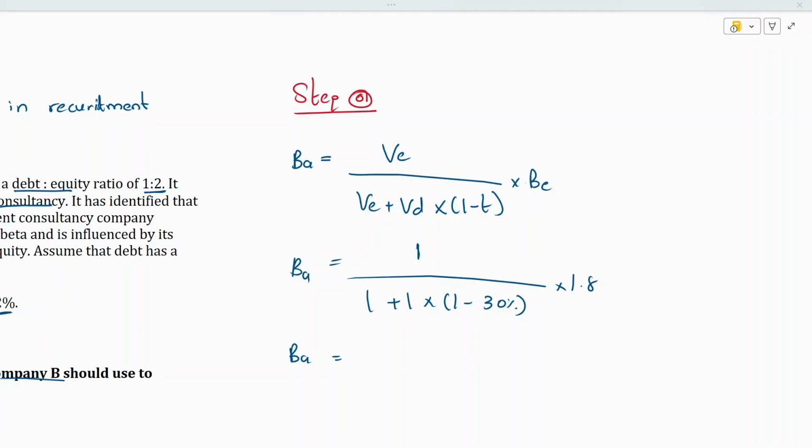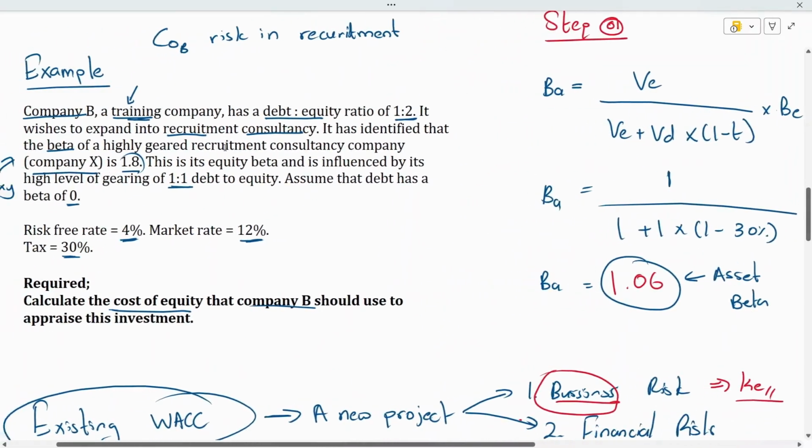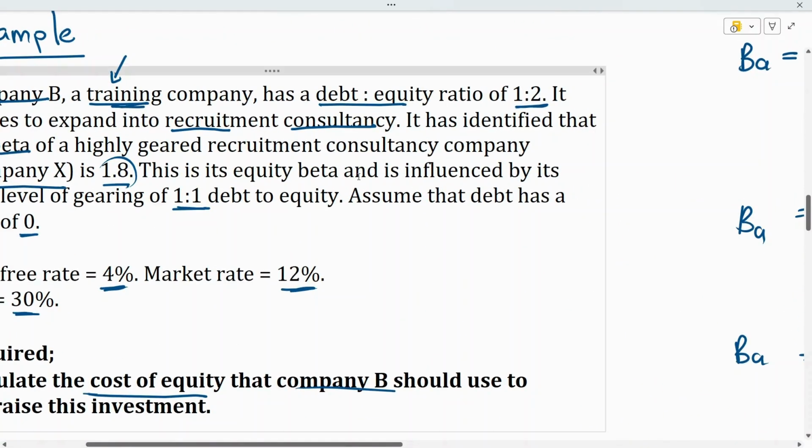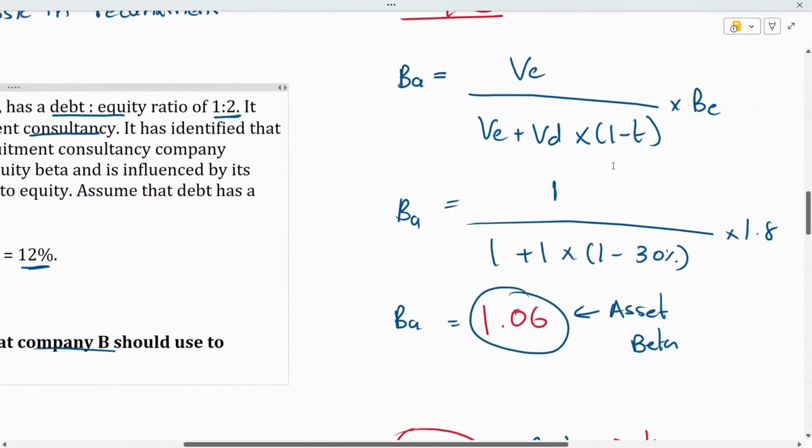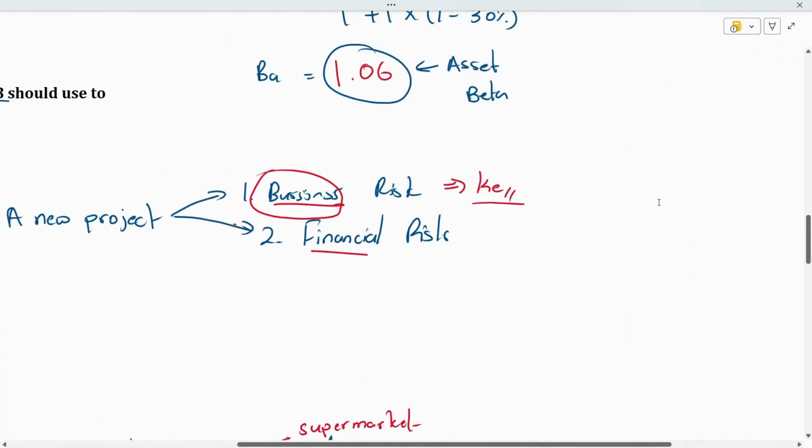If you input these values into your calculator, what answer are you getting? The answer is 1.06. So if the answer is 1.06, what does it mean? This 1.06 is the asset beta of the proxy company. So we can say this is the risk of which industry? This is the risk of the recruitment consultancy industry.